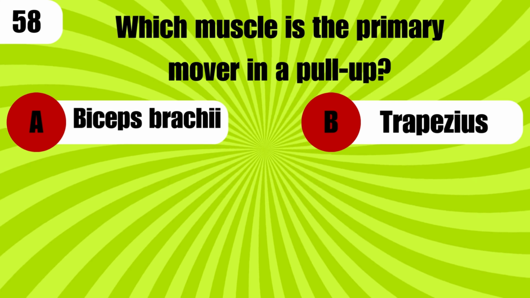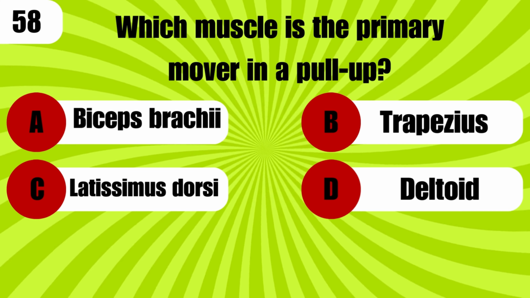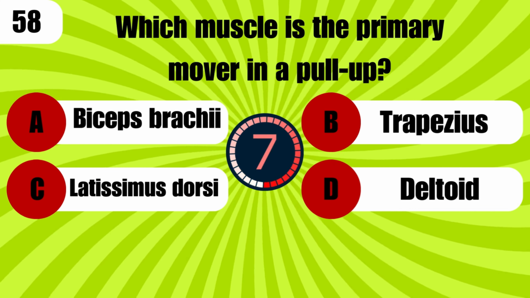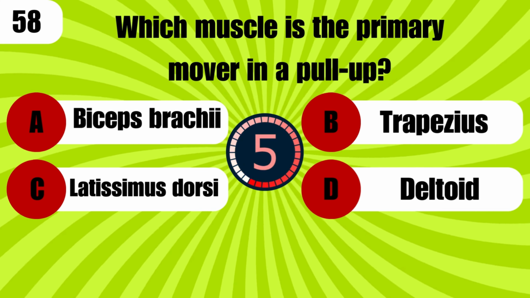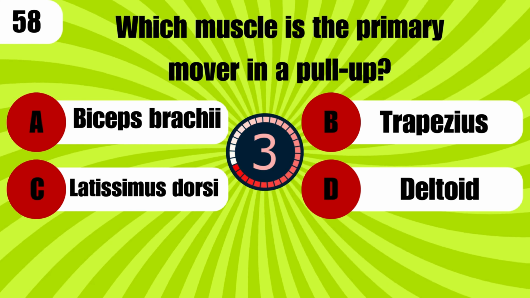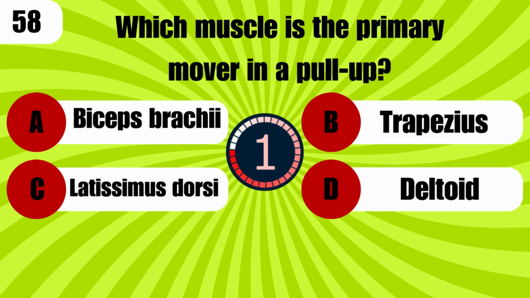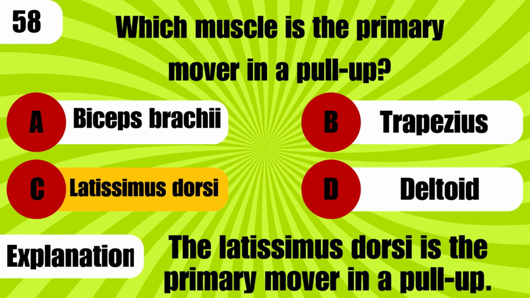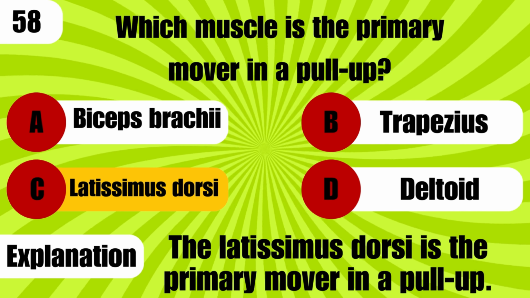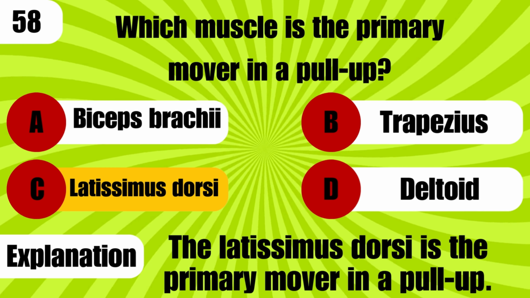Which muscle is the primary mover in the pull-up? Option A, biceps brachii, trapezius, latissimus dorsi, deltoid. The right answer is latissimus dorsi. The latissimus dorsi is the primary mover in a pull-up.